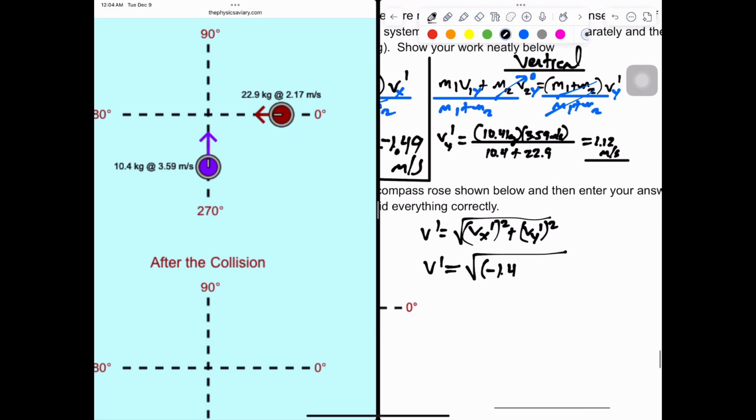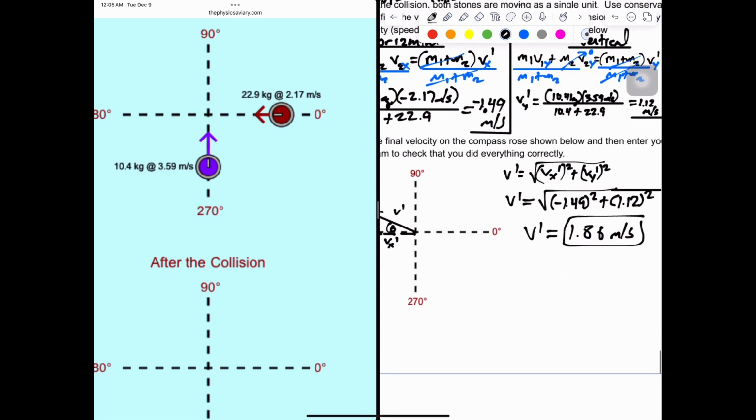Okay, negative 1.49 squared plus 1.12 squared. All right, 1.49 squared plus 1.12 squared. That's 3.47. I'm going to take the square root of that. And I'm getting 1.86 meters per second.